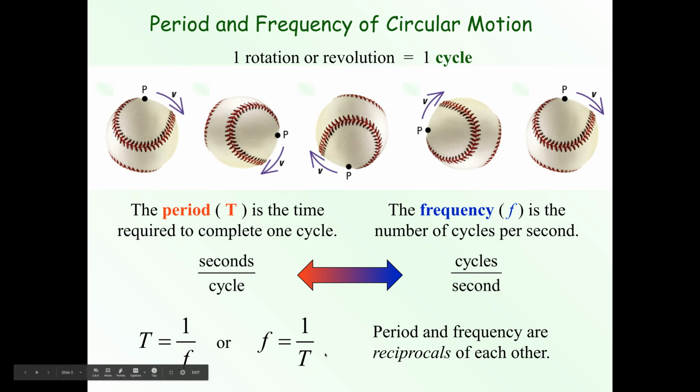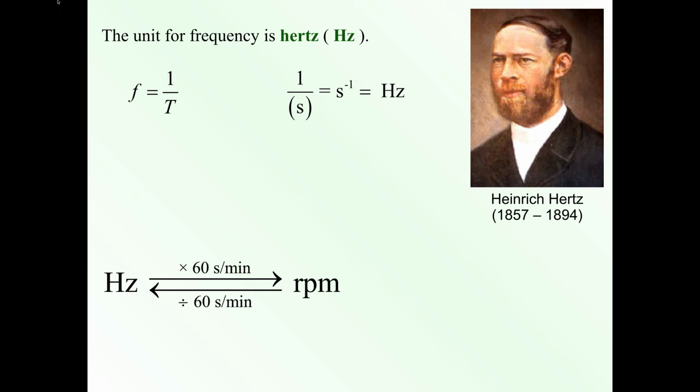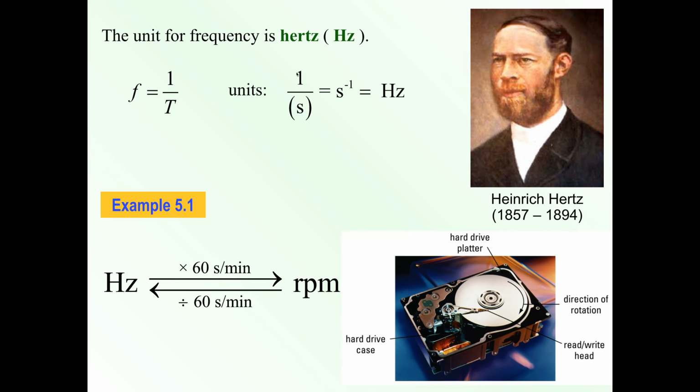Another way to do it is just on your calculator hitting the x to the -1 will give you that number also. So the unit for frequency is hertz, Hz. Basically 1 hertz is 1 over seconds, or seconds to the -1. It's named after the scientist Heinrich Hertz.